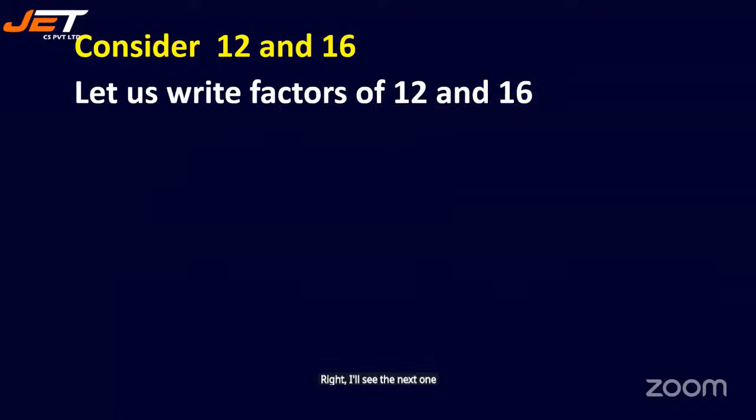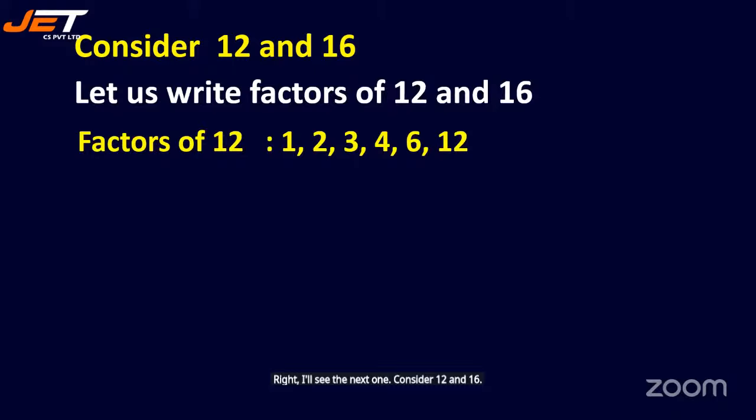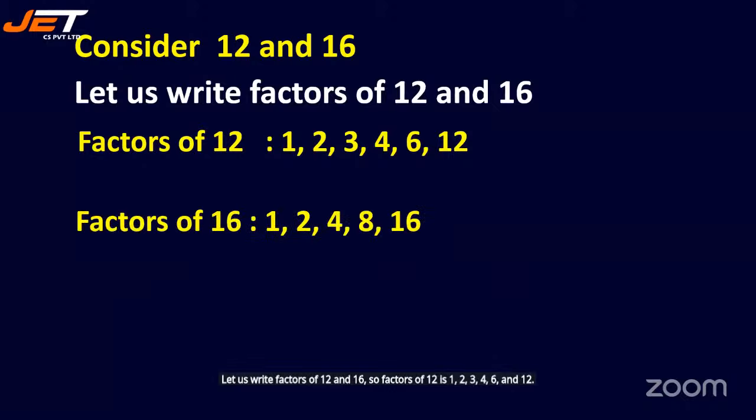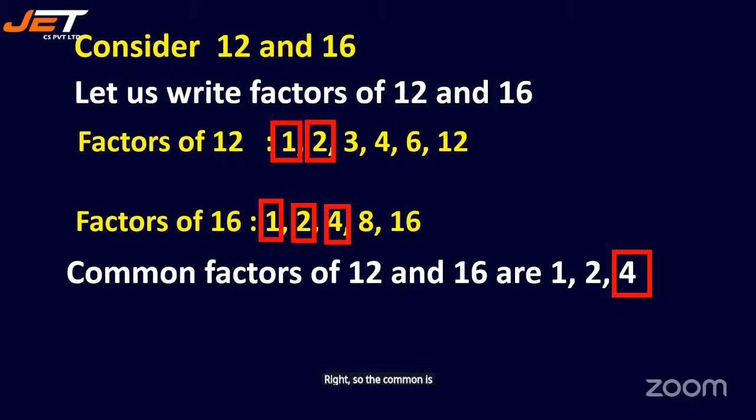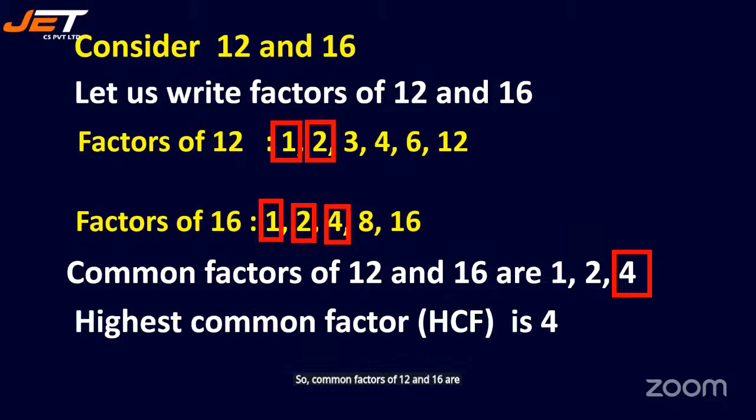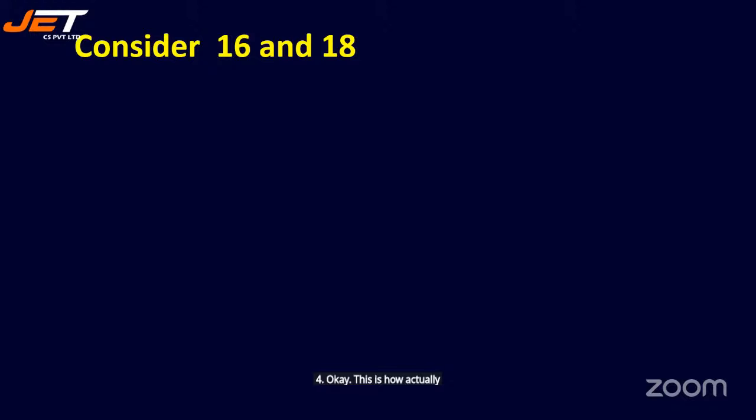Consider 12 and 16. Let us write the factors of 12 and 16. The factors of 12 are 1, 2, 3, 4, 6 and 12. And the factors of 16 are 1, 2, 4, 8, 16. Right. So the common ones are 1, 2 and 4. So the common factors of 12 and 16 are 1, 2 and 4, and the highest is 4. So this is how we check.